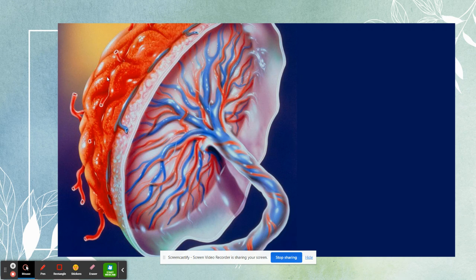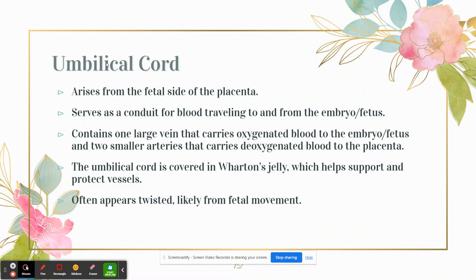And then we kind of have to examine it to make sure it all came out, and that'll be important to you later. But you can see the complexity of this organ. It's very, very vascular. There's a lot of blood volume that goes through this placenta every single second. It's amazing. Umbilical cord. We know what an umbilical cord is. It arises from the fetal side of the placenta, and it serves as a conduit for blood traveling to and from the embryo and fetus to the mom and vice versa.